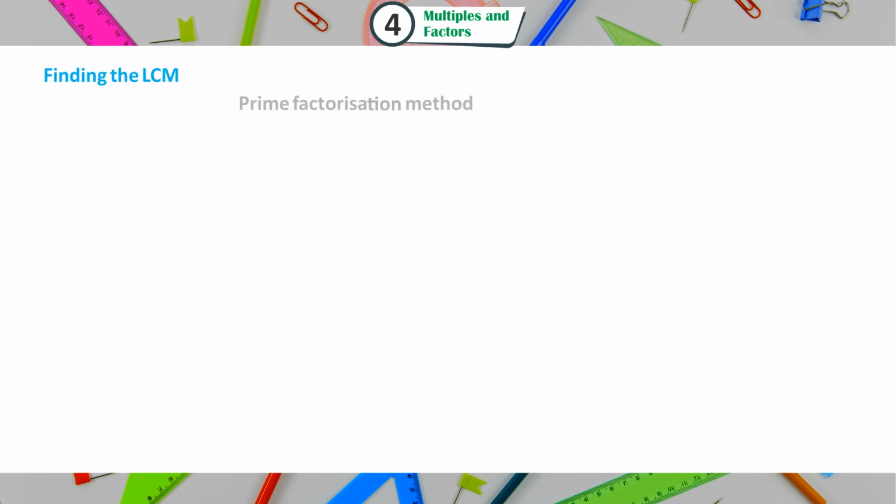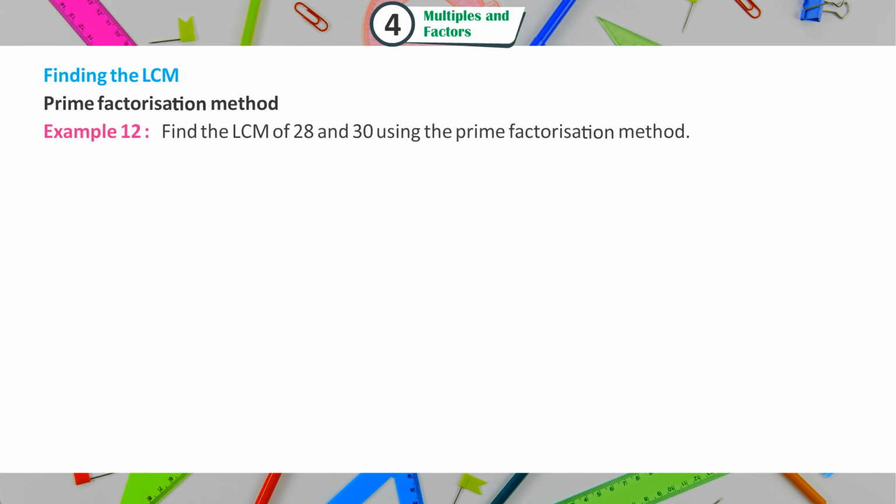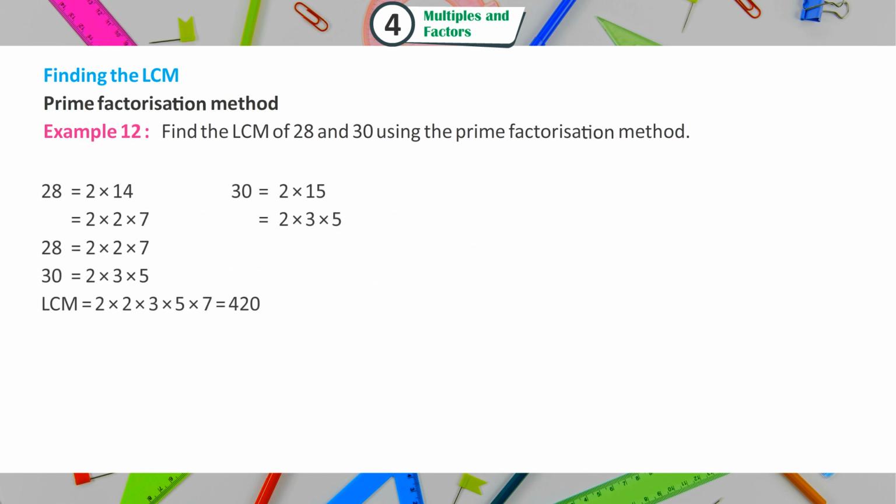Finding the LCM. Prime factorization method. Example 12. Find the LCM of 28 and 30 using the prime factorization method. 28 is equal to 2 into 14, which is equal to 2 into 2 into 7. 30 is equal to 2 into 3 into 5. LCM is equal to 2 into 2 into 3 into 5 into 7, which is equal to 420.